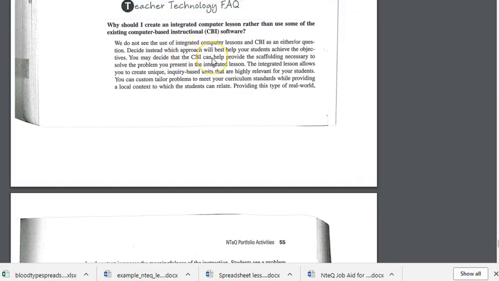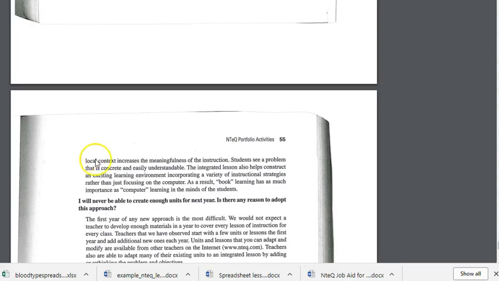You may decide that a CBI can help provide the scaffolding necessary to solve the problem you present in the integrated lesson. The integrated lesson allows you to create a unique inquiry-based unit that's highly relevant for your students. You can custom tailor problems to meet the curriculum standards while providing a local context to which the students can relate. You can provide this type of real-world local context, which increases the meaningfulness of the instruction. Students see a problem that's concrete, easily understandable.